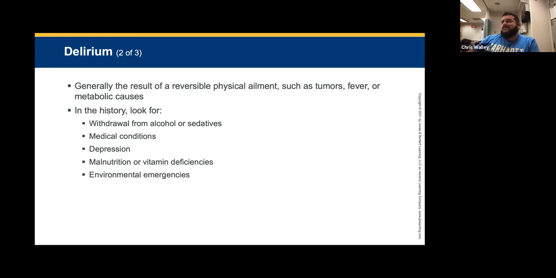What's something that stands out to me when I'm doing this assessment? Intoxication or withdrawal from alcohol, withdrawal from sedatives, medication conditions such as a UTI, bowel obstruction, dehydration, fever, cardiovascular disease, hyperglycemia, hypoglycemia, depression, malnutrition, and environmental emergencies. So again, there's a lot to think about when you start doing these assessments.